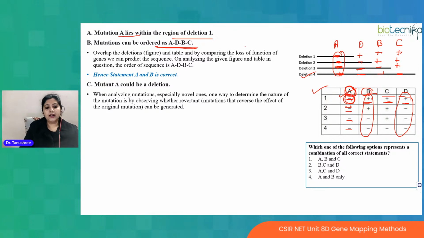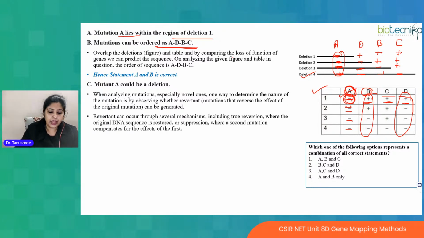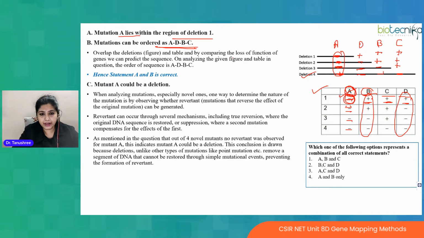Now see here, you have to recall the concept of how you can determine whether revertants can be generated or not, because one concept is the observation being given regarding the revertant. So here are some points I have added regarding the same: when you analyze mutations, especially the novel ones, one way to determine the nature of a mutation is by observing whether a revertant can be generated or not. A revertant can occur through several mechanisms.